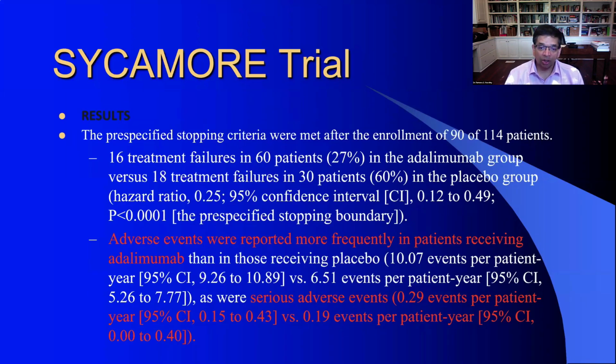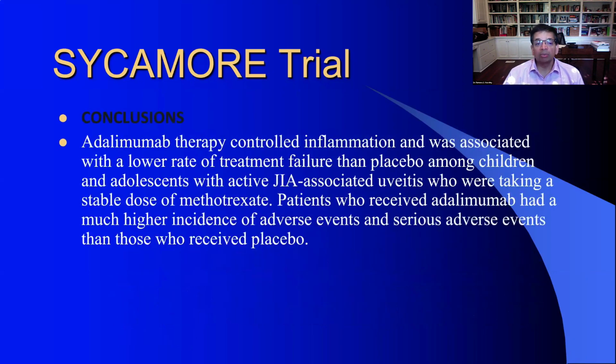They had adverse infectious events mainly, and these types of serious adverse events required treatment, discontinuation of treatment, and treatment of those complications. So that's something important to remember. Adalimumab therapy controlled inflammation, with a lower rate of treatment failure, in adolescents and children. But children with active JIA-associated uveitis who were taking methotrexate plus adalimumab had a much higher incidence of adverse events and serious adverse events than those who received placebo with methotrexate. So that's very important to remember.